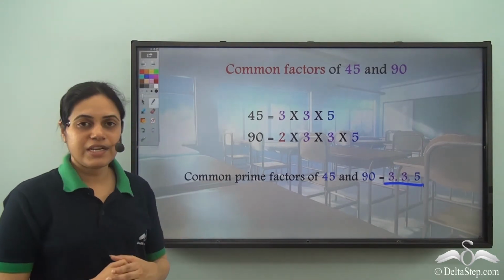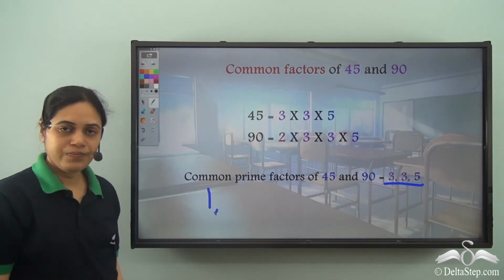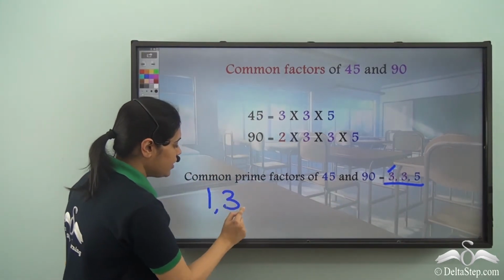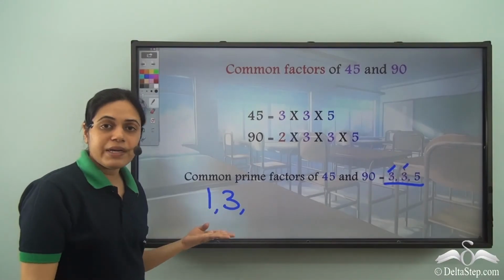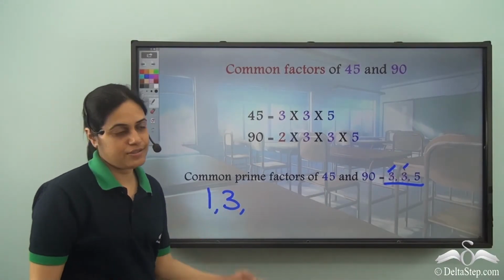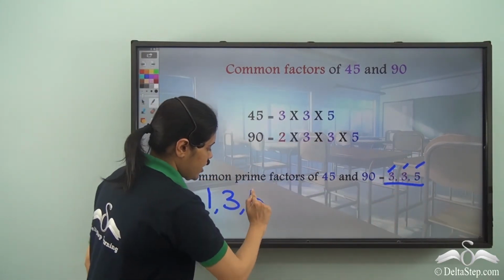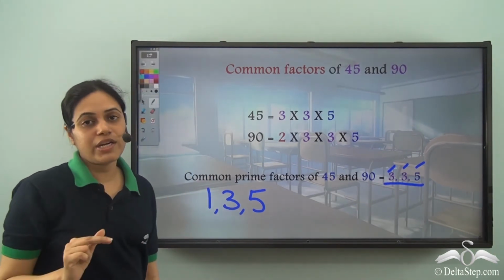First, consider one at a time. The first factor to consider is 1. Now I've got a 3 here. So I write a 3. I have another 3. 3 will be considered only once when I write the common factors. Now I have a 5 here. So I write 5. Now I need to take 2 at a time.